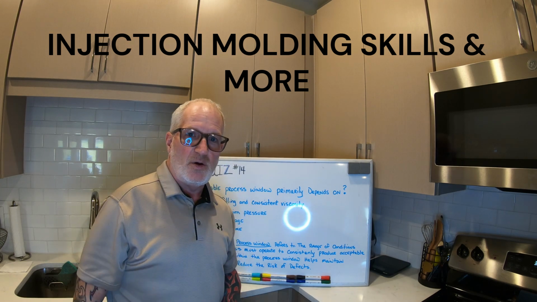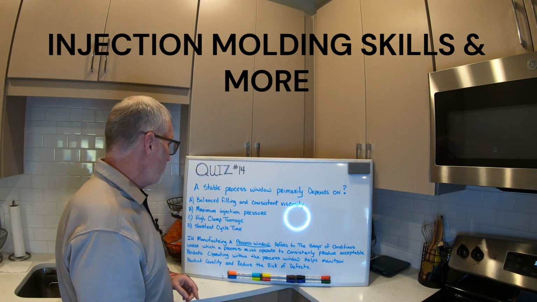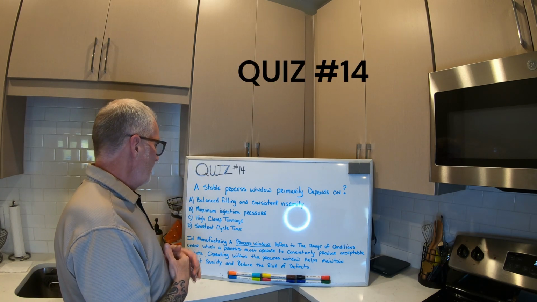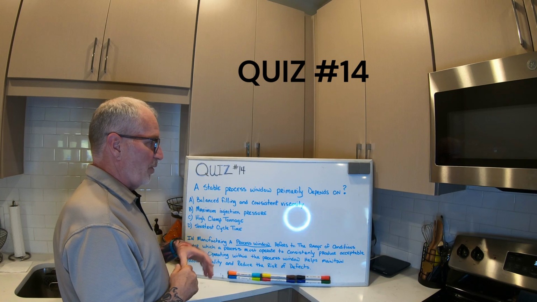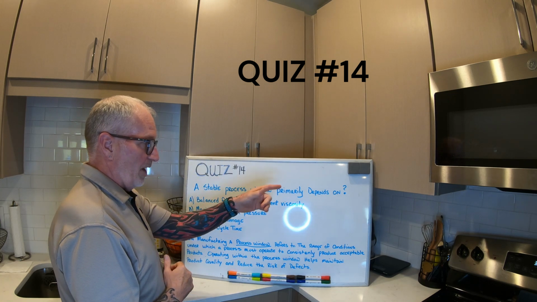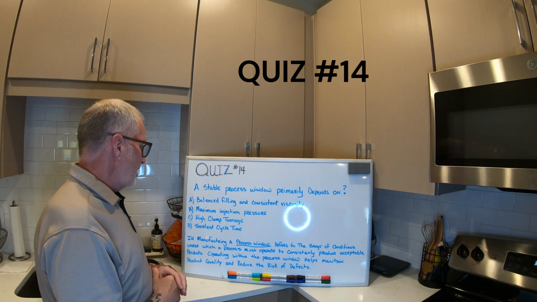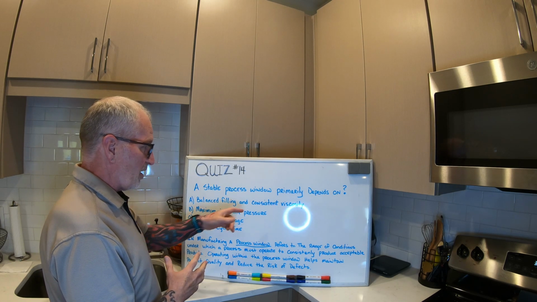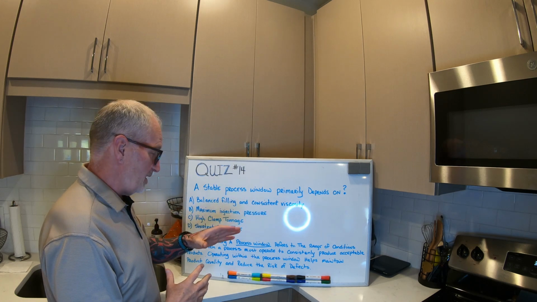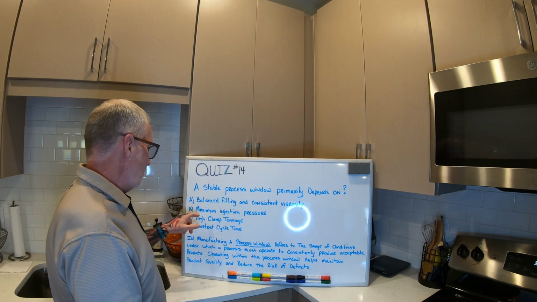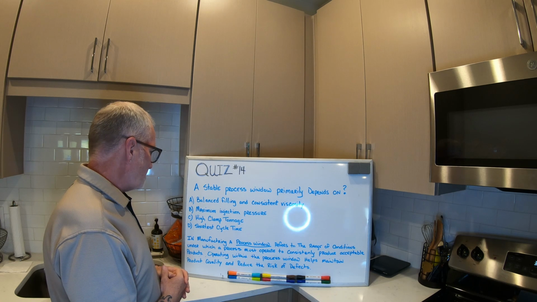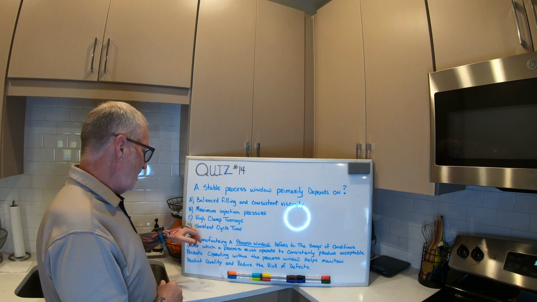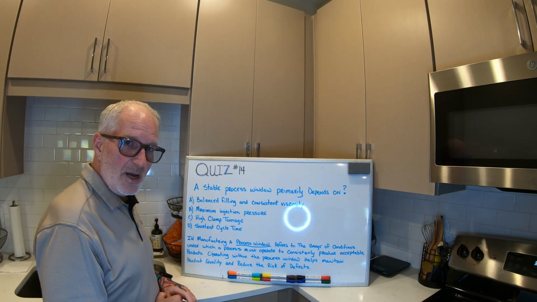So today's video, we are going to have quiz number 14. So let's start off. A stable process window primarily depends on what? A, balanced filling and constant viscosity. B, maximum injection pressure. C, high clamp tonnage. Or D, shortest cycle time.